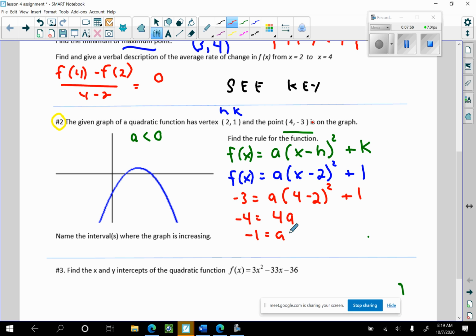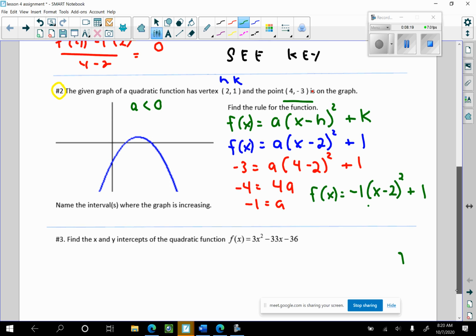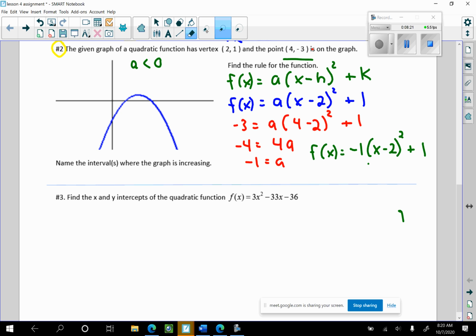I need to write my final particular function, and here I go. It's going to be negative, you can write the -1 if you want, (x minus 2) squared plus 1. And that's the rule for that function. If you want to write that in standard form, you can, but for this particular case, there would be no reason that you would want to do that.